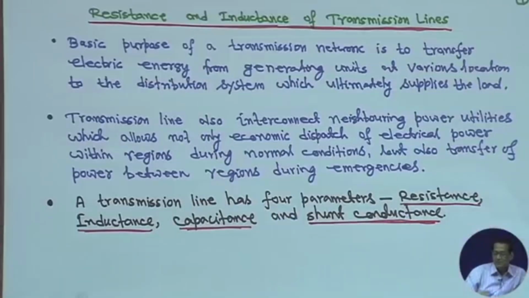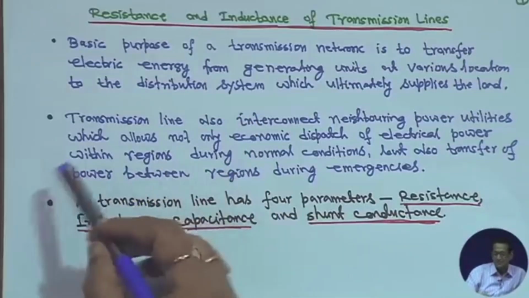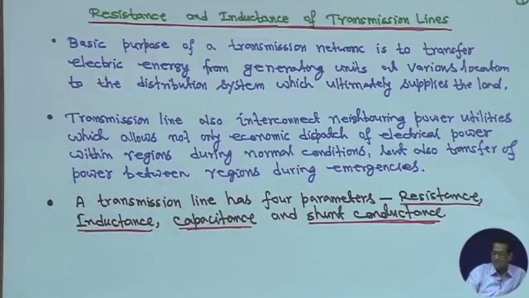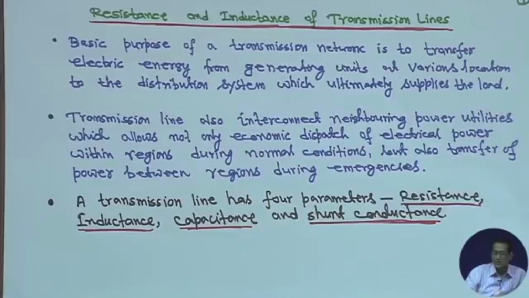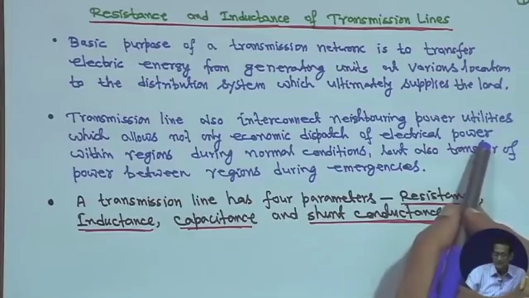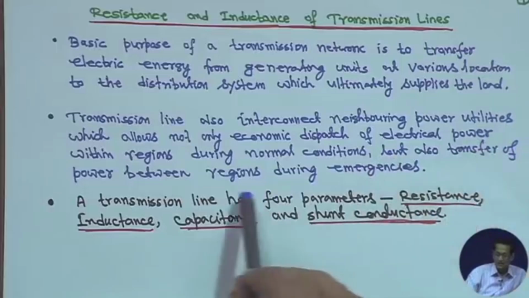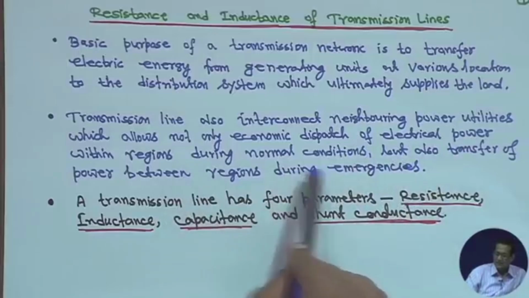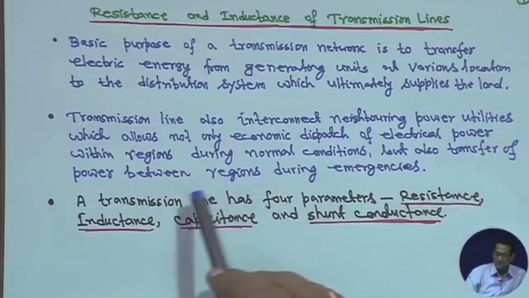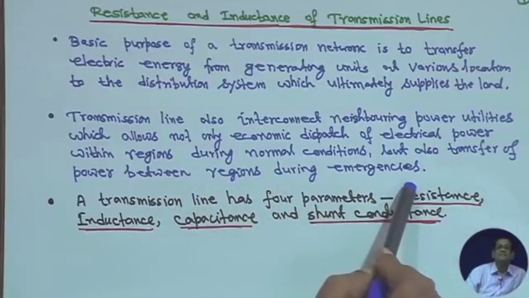So the basic purpose of a transmission network is to transfer electrical energy, as we have seen previously, from generating units at various locations to the distribution system which ultimately supplies the load. So the transmission system transmits power from the generating side to the consumer distribution side, right. Transmission lines also interconnect neighboring power utilities, as we have discussed before, which allows not only economic dispatch of electrical power within regions during normal conditions, but also transfer of power between regions during emergencies.